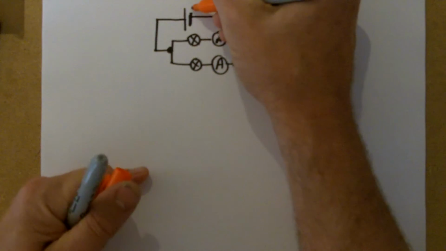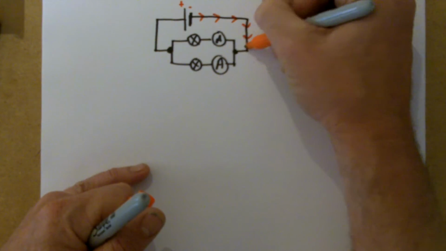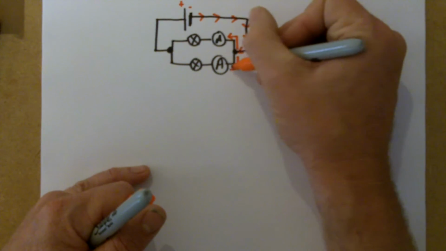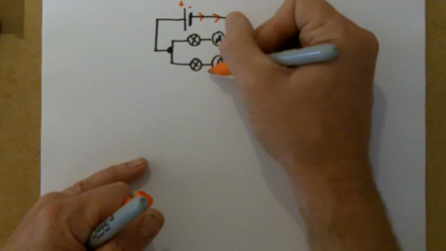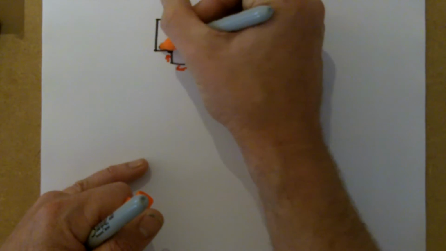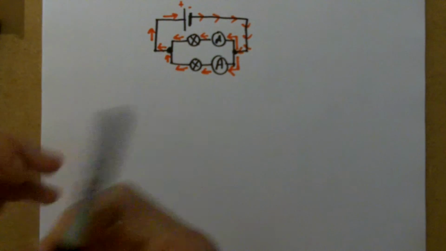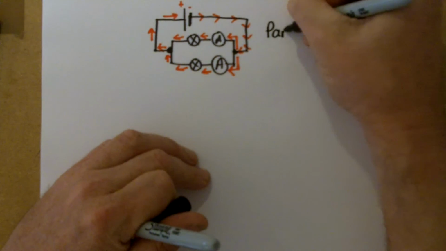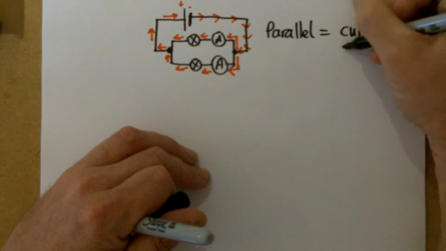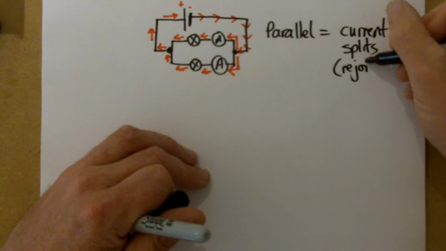Current in this one is going to flow towards the plus end of the battery from the negative end, so it flows around here. And when it gets to this point here, some of the current will flow through this branch and some of it will flow through this branch. And then it will join up again and flow back to the battery, or the power supply. So we know we have a parallel circuit when the current splits up, and I'll put in brackets, it should rejoin at some point as well.